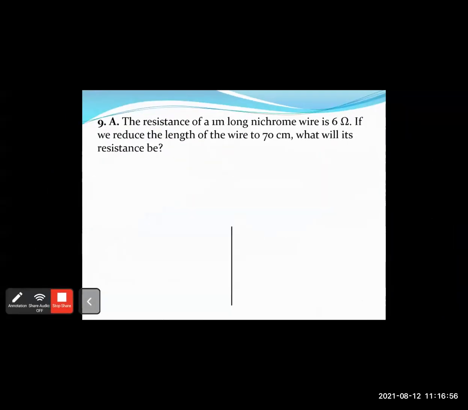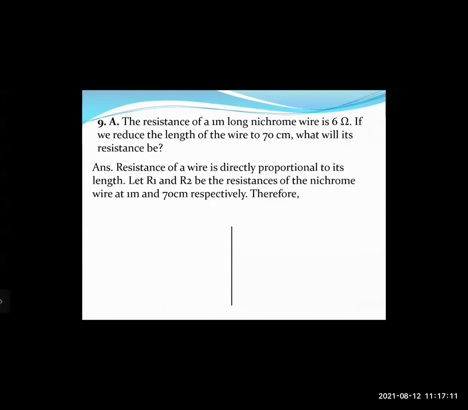Now look at the numerical here. We had, of course, seen this numerical, but because it is a part of the exercise, we will discuss it again. The resistance of a 1 meter long nichrome wire is 6 ohms. If we reduce the length of the wire to 70 centimeter, what will its resistance be? First of all, write down the given conditions. Now, resistance of a wire is directly proportional to its length. Let R1 and R2 be resistances of the nichrome wire at 1 meter and 70 centimeter respectively. So R1 is directly proportional to 100 and R2 is directly proportional to 70. That is just the length we have taken.